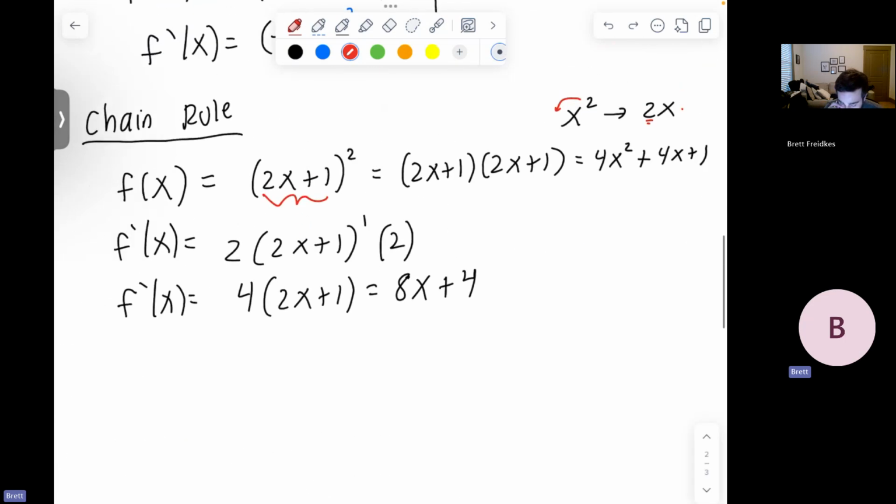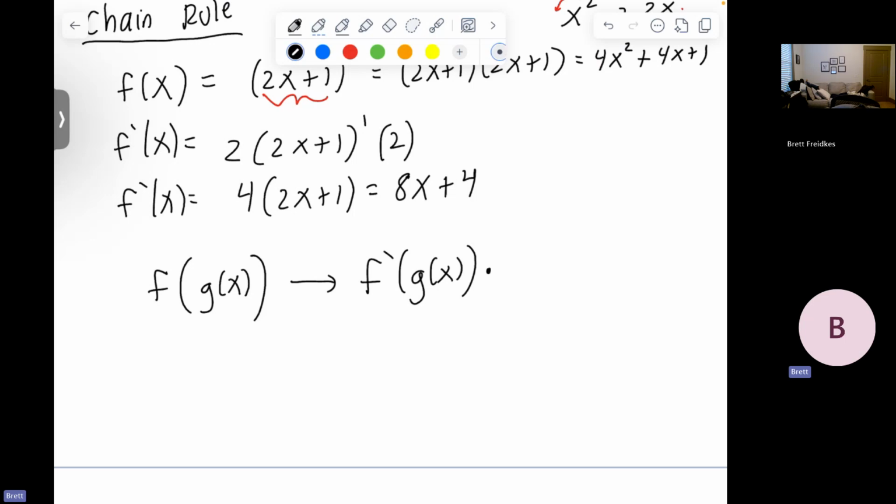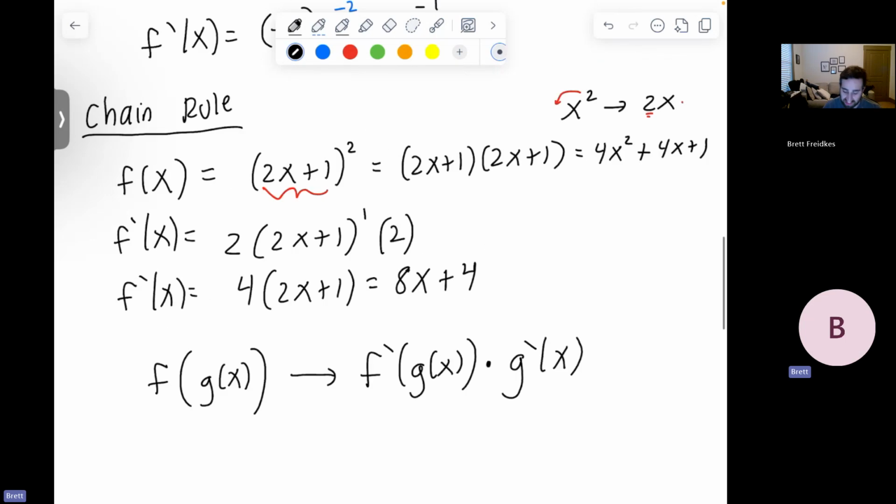But when we have some other function that's more complicated than just x inside of parentheses or inside some other function, we have to make sure we take the derivative of that function. So if I were to write it in a definition sense, if I have some function f where inside of f is another function g, the derivative is going to be the derivative of that whole thing times the derivative of the inside.